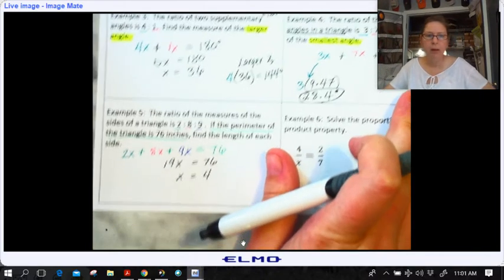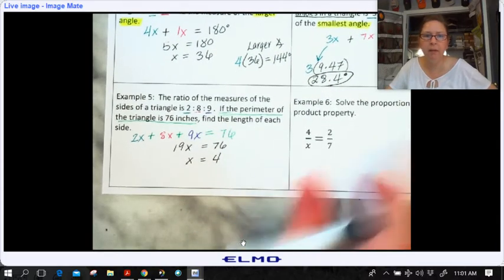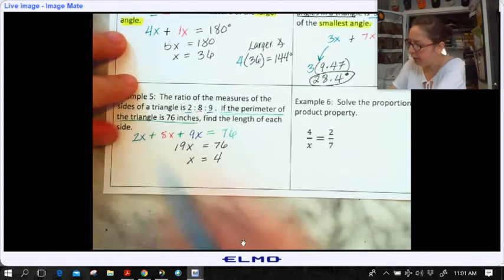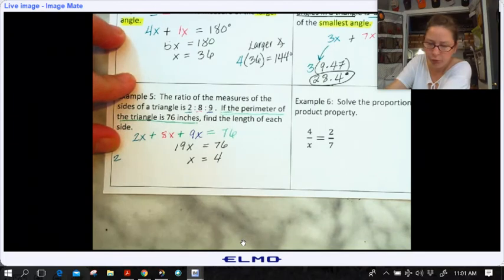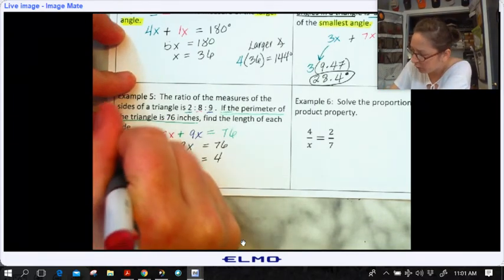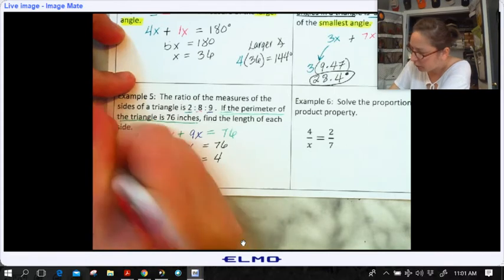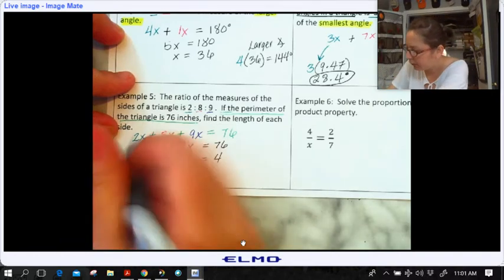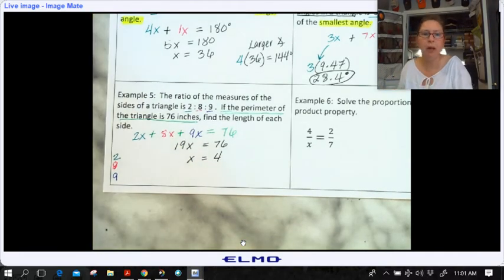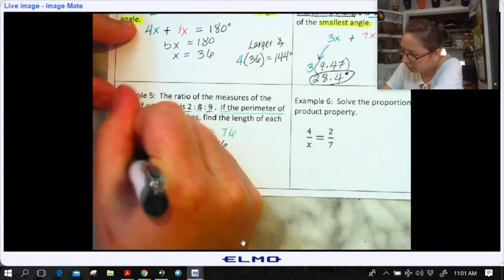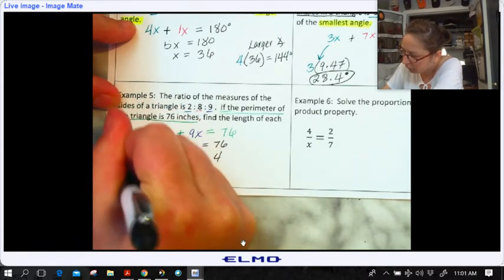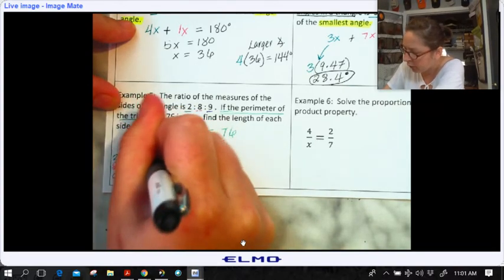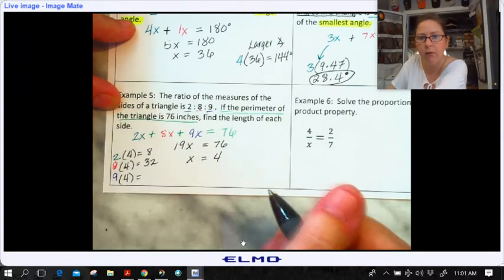It's 4. And in this case, they want me to find the length of each side of this triangle. So we can do that by doing 2. So I'm remembering my ratios. 8 and 9. And then I need to just multiply each of those by 4. 2 times 4 is 8. 8 times 4 is 32. 9 times 4 is 36.